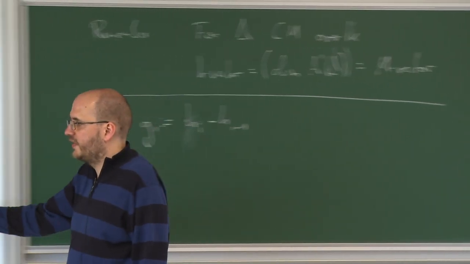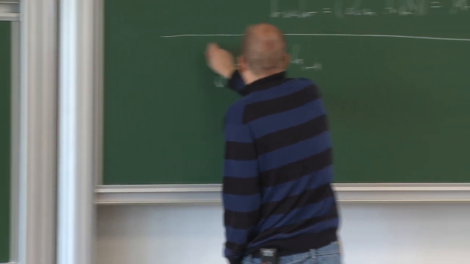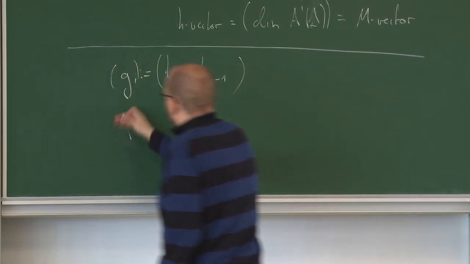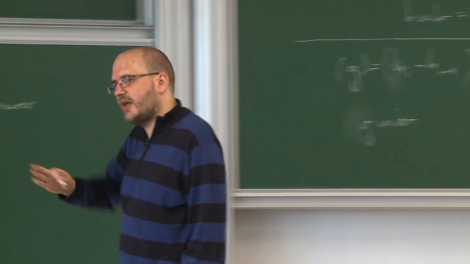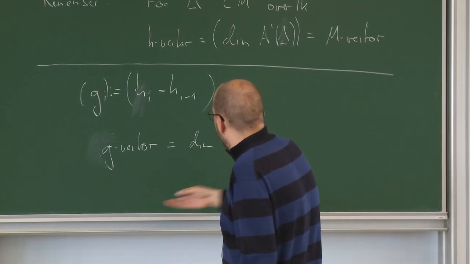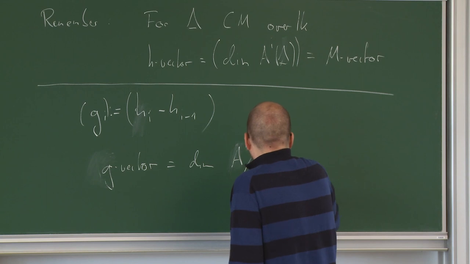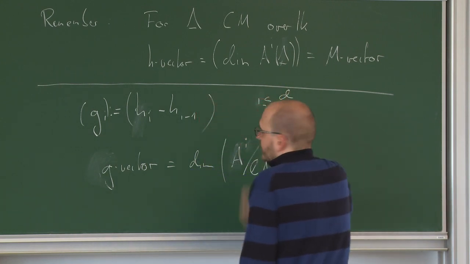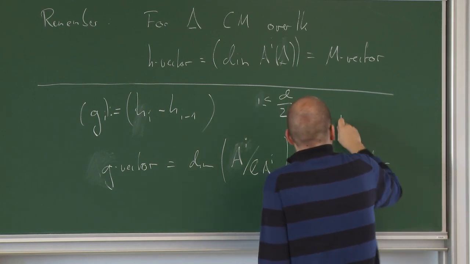But now we can say more. Now we have Poincaré duality, so we have this symmetry, but we have even more. We have this Lefschetz property. What it says is that if I look at this vector g_i, consisting of the successive differences, it is no longer positive yet, well, it is up to the middle. The g-vector is the dimension of A^i modulo the Lefschetz element times A^{i-1}. Let's just define this for i less or equal to d/2, and then it is positive. This is an M-vector. This is the implication of the Hard Lefschetz theorem.